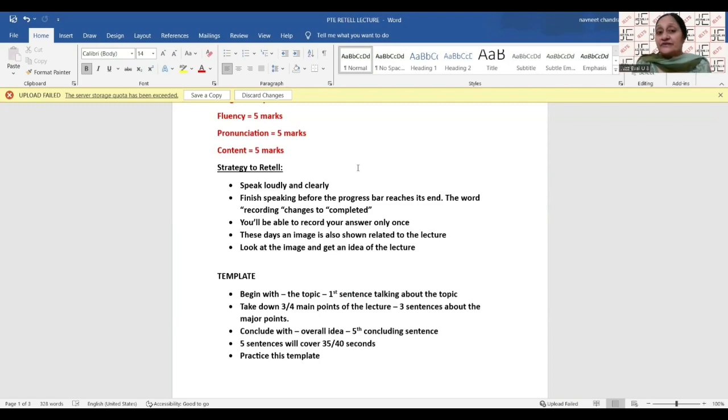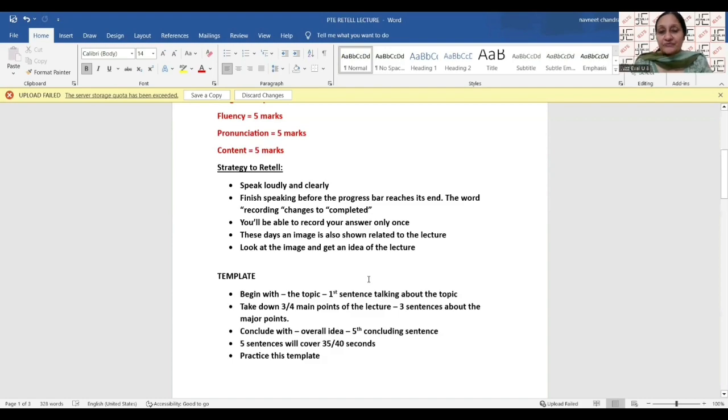And you will not get a second chance to record your answer. You can record it only once. Supposing you're not happy with your answer, you will not be given a second chance. And at times with the retell lecture, in the question itself, you will be shown an image related to the lecture, so that you can get an idea as to what the lecture is going to be about. So it is very, very important for you to see and get an idea from the image.